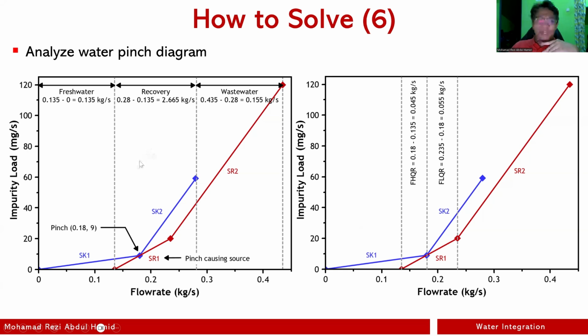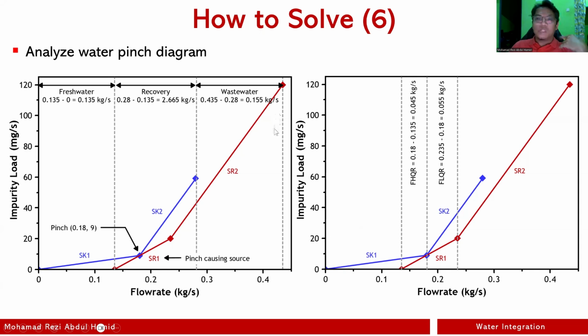Now, how about recovery? Recovery here is basically a vertical distance between this point to this point. So basically, a vertical distance that has two curves on it. In this case, I have 0.28, and the other end would be 0.135. So 0.28 minus 0.135 is 2665 kilogram per second of the amount of water that you can recycle.